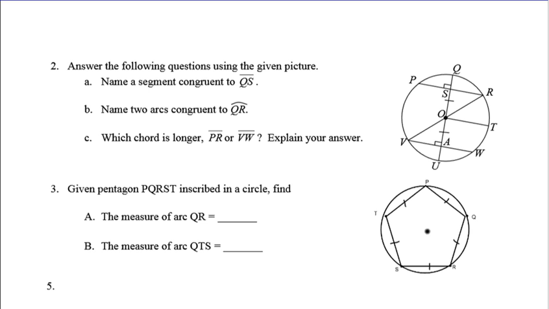These problems here. We want a segment congruent to QS. We know that OS and OA are the same. And since we know that they're the same part of different radii, then the rest of the radii need to be the same too. So AU is congruent to QS.